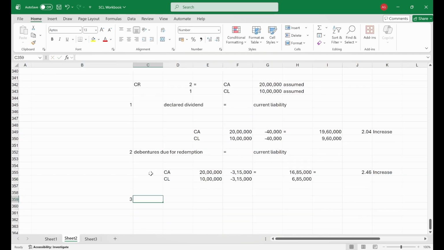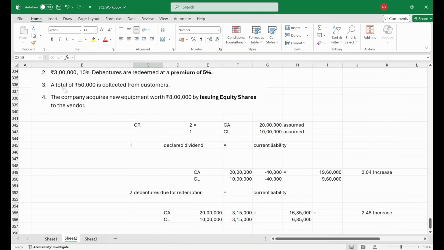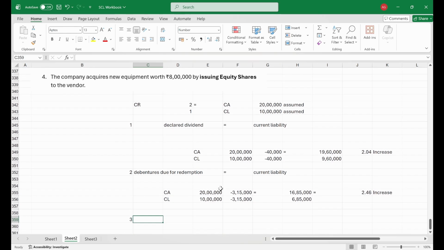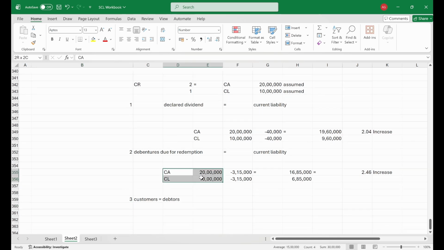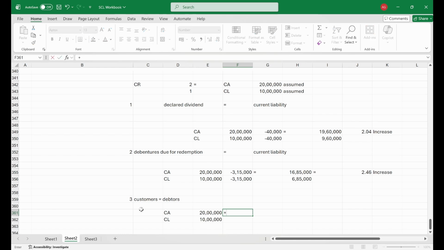Let us go to the third scenario. A total of 50,000 is collected from customers. So please understand here, customers are nobody other than debtors, and debtors are nobody other than current assets. Therefore, when I receive cash from debtors, it will increase my cash balance. At the same time, it will also decrease my debtors balance. Both cash and debtors belong to current assets only.